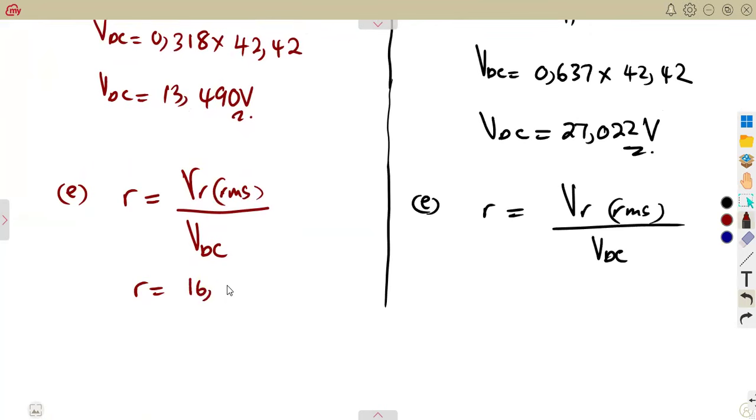So that's 16.332 divided by the VDC. You already have this value, which is 13.490. So that was going to give us the value of R, which is 1.211.